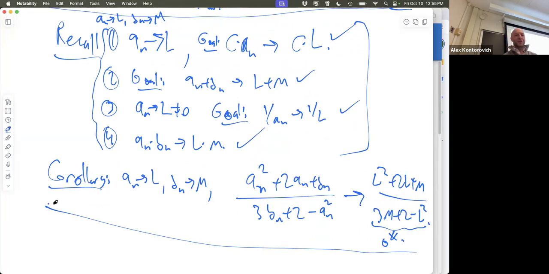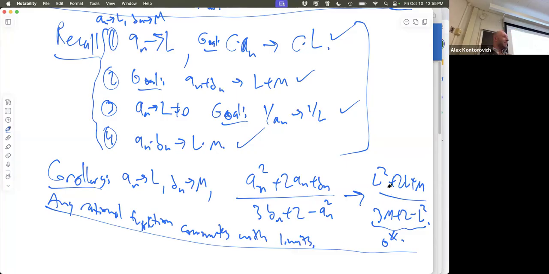So any rational function commutes with limits. You can take a limit and then apply the rational function, or you can take the rational function and then take the limit, and you'll get the same thing. Okay. All right. Very good.